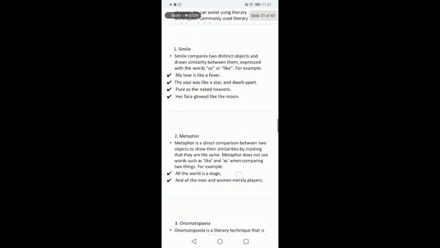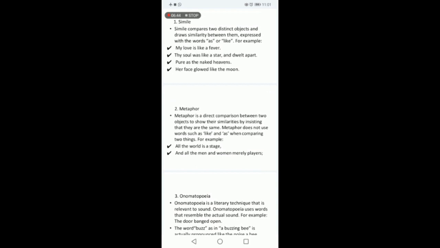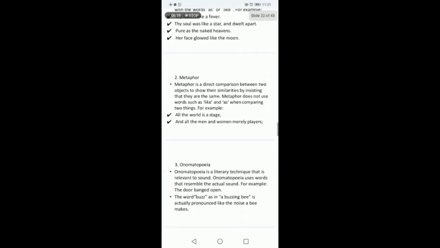And then we have metaphor, which is a direct comparison. All the world is a stage. Ordinarily, somebody can say all the world is like a stage, in which case it is simile, but metaphor does not use like. That's why I have: all the world is a stage, and all the men and women merely players.